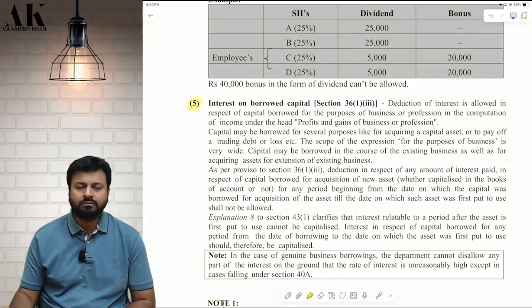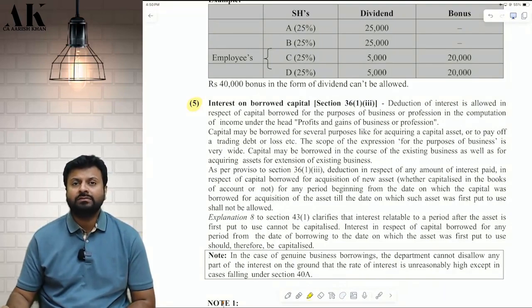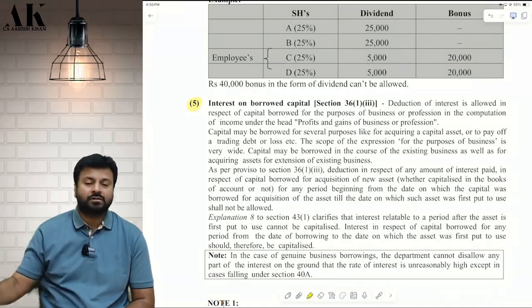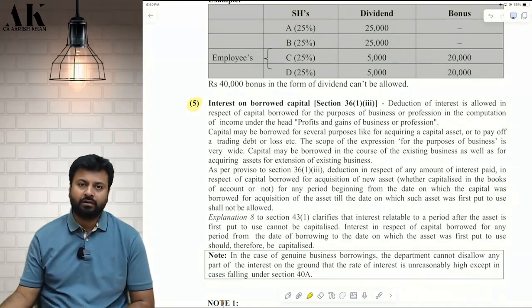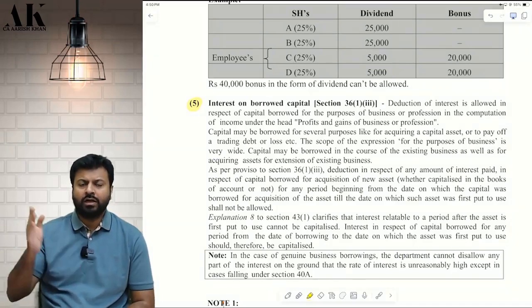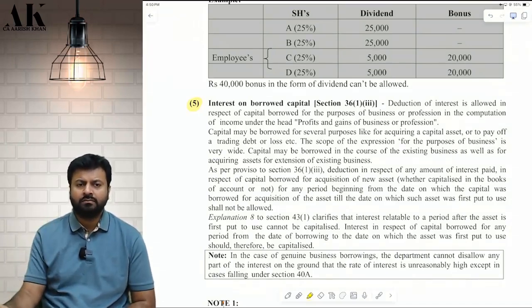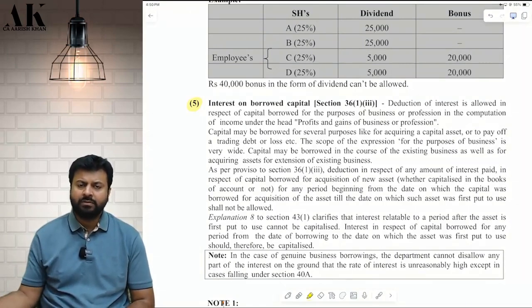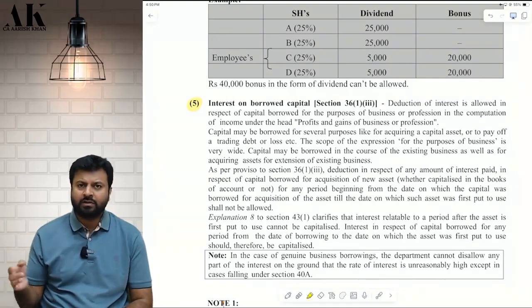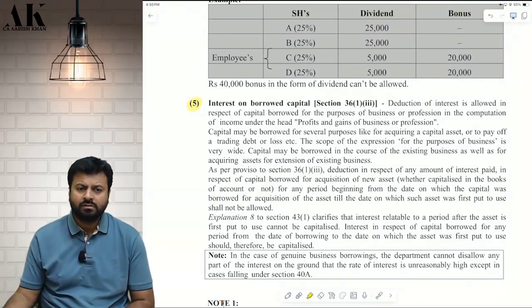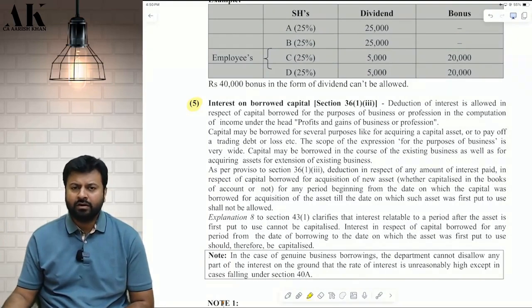Second, suppose I have taken the loan at a very high rate of interest as compared to the market. Can the assessing officer tell me, no, I will not allow you the deduction because you have taken the loan at a very high rate of interest? Please tell me. No, sir. Again, no. I am taking the loan at a very high rate of interest because I might not be getting it at lower interest. If I am getting a lower rate of interest, why will I pay more interest?